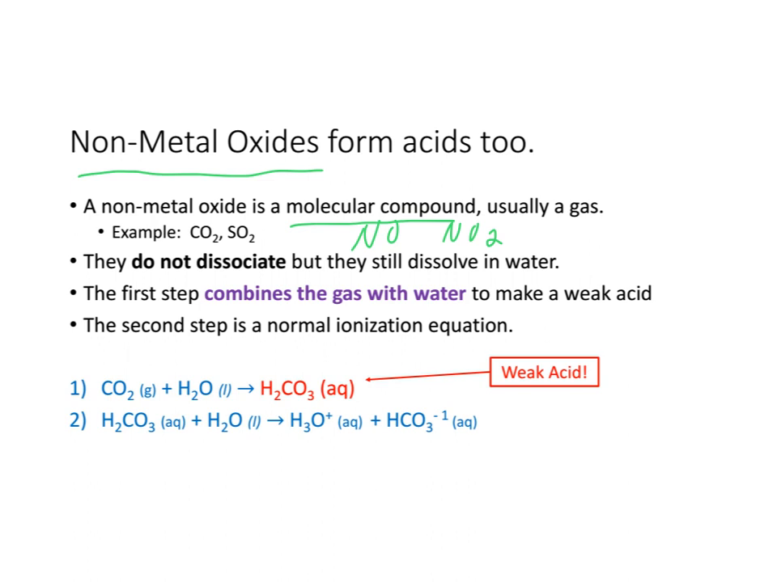You have to know, though, that these non-metal oxides do not dissociate because they're not an ionic compound, but they dissolve in water. When they dissolve in water, they react with the water to make a weak acid. So the example here is carbon dioxide. Carbon dioxide reacts with water to produce what is called carbonic acid. And then it is this carbonic acid that reacts with water to produce hydronium. And the other product of this ionization reaction is hydrogen carbonate.